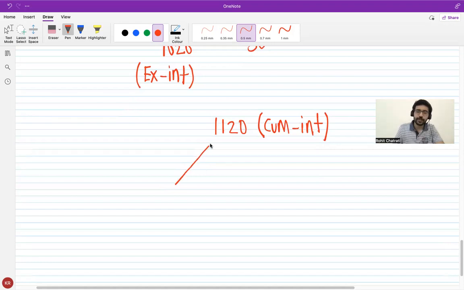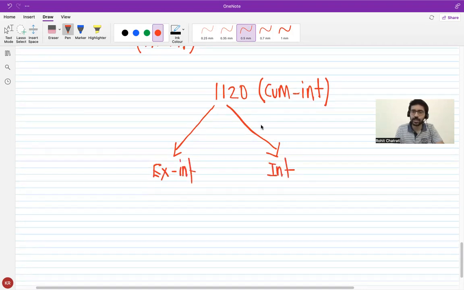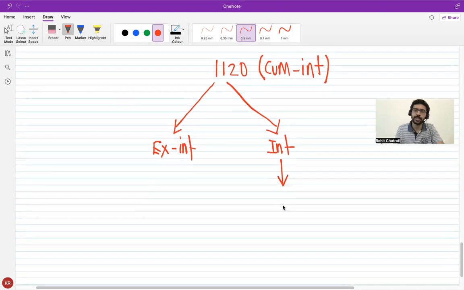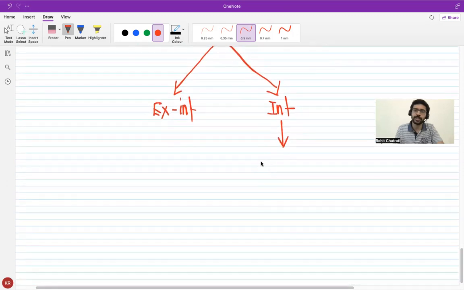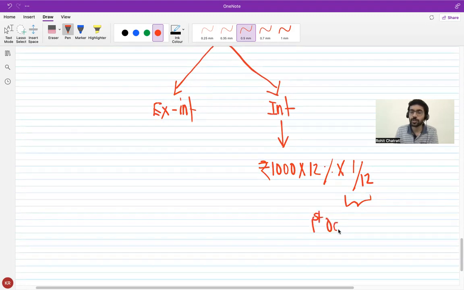Now, again, there is a need for you to split this between the true cost of the bond and the amount that you're paying for interest. You want to split this between the ex-interest component and the actual amount of interest that is included in this. The actual amount of interest included is rupees 1000 multiplied by 12 percent multiplied by 1 by 12, because this is the period from 1st October to 31st October.